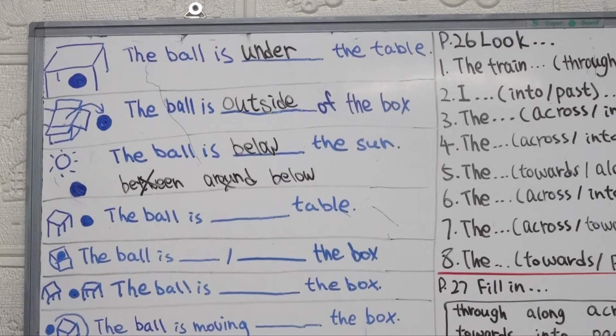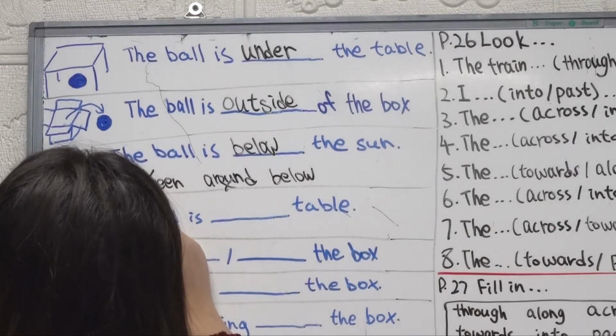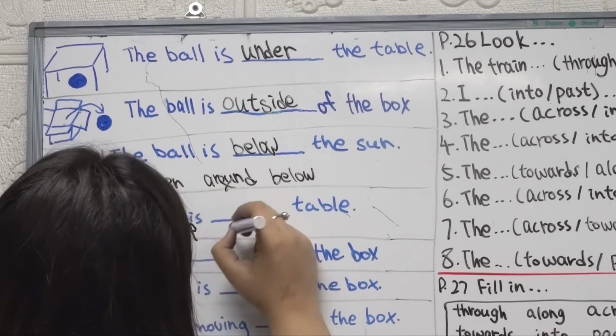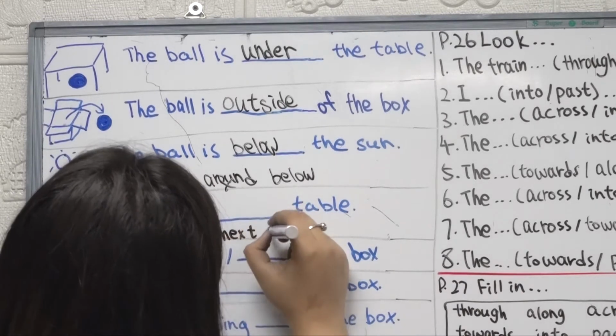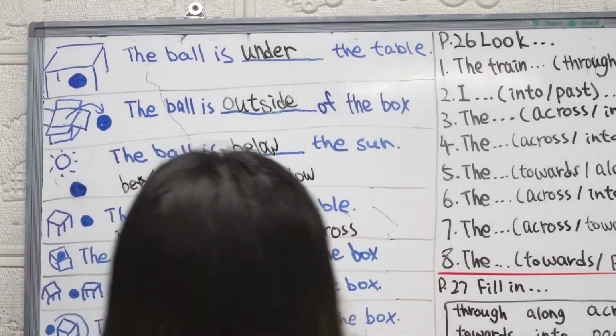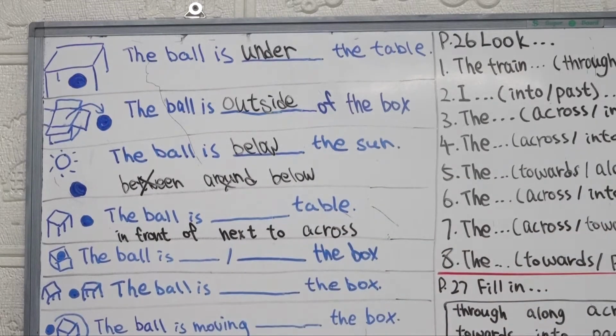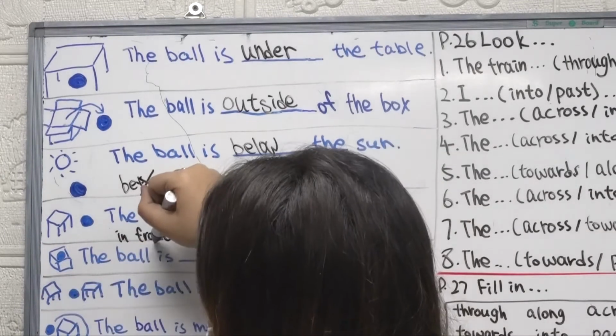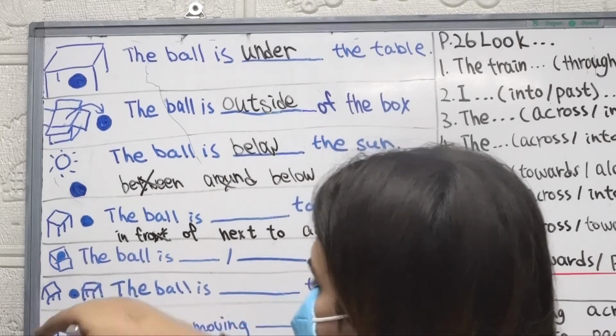Next one, the ball is what? The table. Let me give you hints. Do you think it's in front of? Do you think it is next to? Or do you think it is across? Do you think it is in front of? No, if it is in front of, then it should be here. So no, it's not in front of. Is it next to? That can be, right?